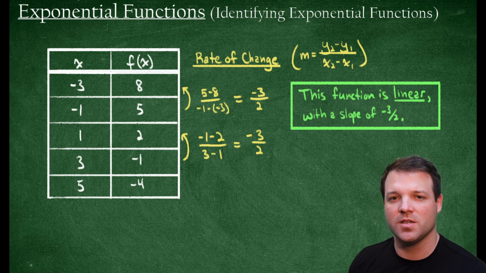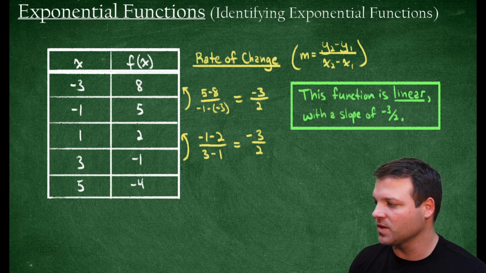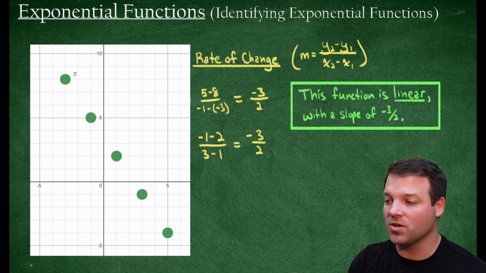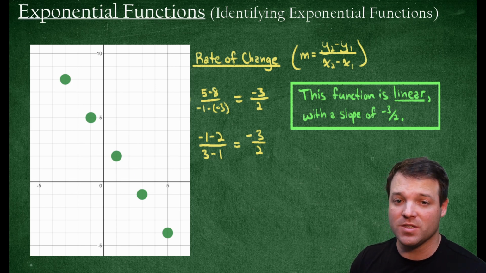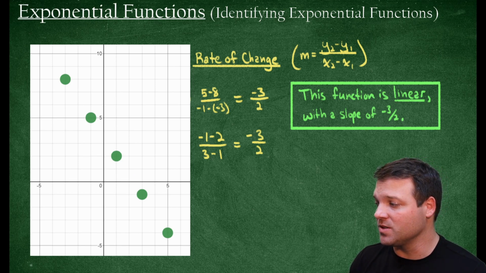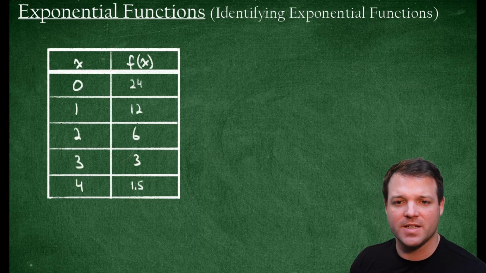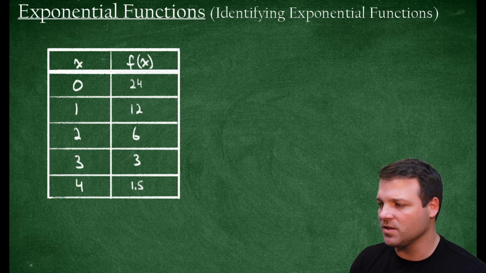That's what we wanted to determine, whether or not this was linear or exponential. And by the way, if you did actually graph these points, you would see that, yeah, these definitely do form a line. These points would be said to be collinear. All right, so last one here, let's add another data set, and we'll determine whether this is linear or exponential.